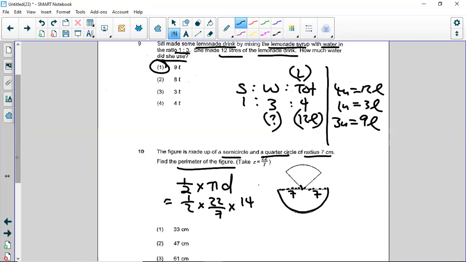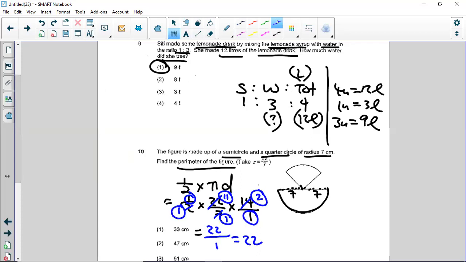So what do you do? You change the whole number into a fraction. And then you do cancel. All right, without calculator. So divide by 2 and divide by 2, right? And then 7 divided by 7, and then 14 divided by 7. Okay, once you cannot cancel already, then you circle, right? Circle the numbers you cannot cancel. You will get 22 and circle the denominators and you will get 1. So what's the circumference of the semicircle? The circumference of the semicircle is 22 cm.